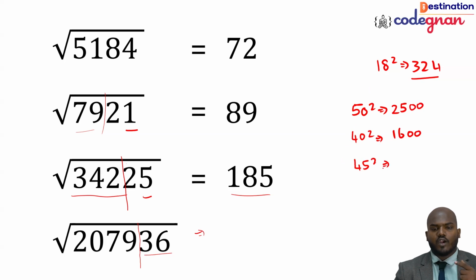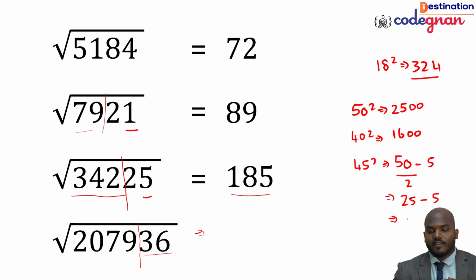So how will you find the 45 square? You can say 50 minus 5. I'm calling it as by 2 here. So that will give you what? That is 25. So 25 minus 5, we can call it as what? That is 20.